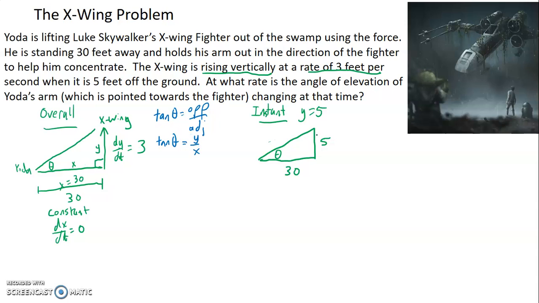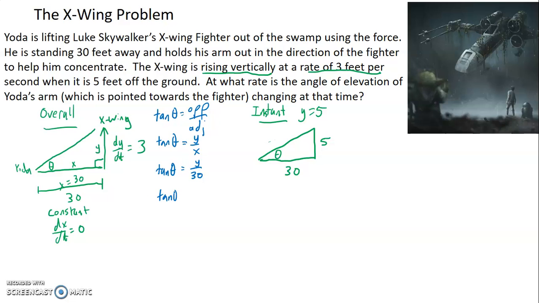Now, we know that at this instant, y is 5 and x is 30, but we don't want to plug both of those in. You can only plug in things that are constants before you take the derivative. So I can plug in that x is 30, and say tangent of theta equals y over 30. I don't want to plug in the 5 before I take the derivative, or else it's not going to work.